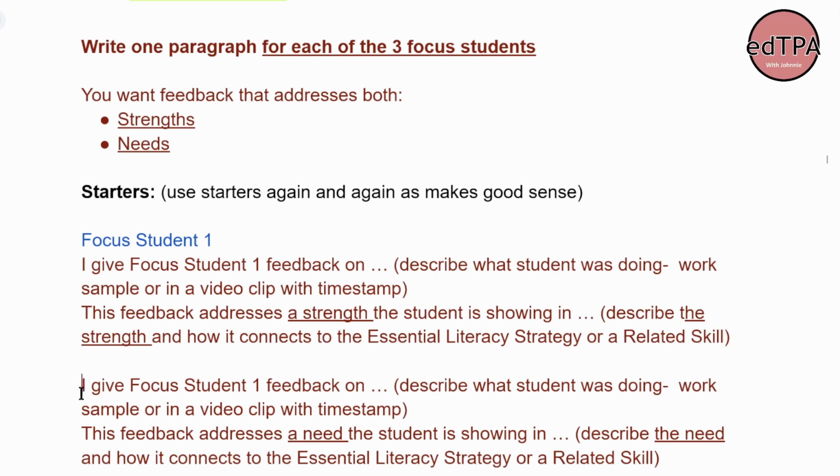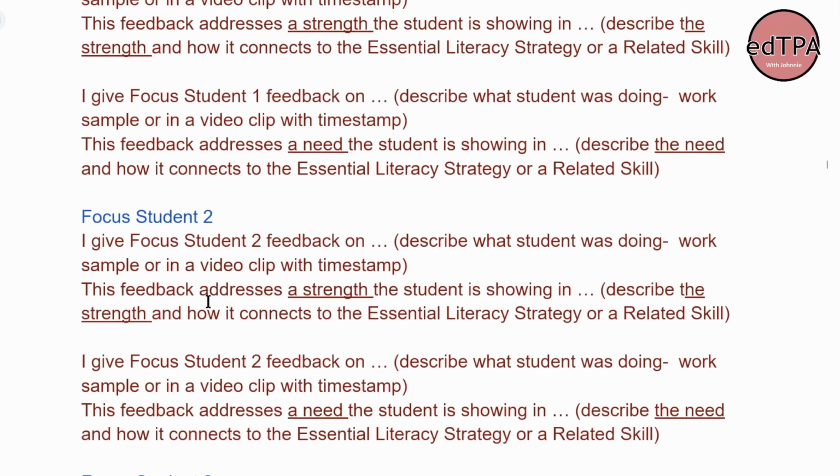And for the other feedback, you describe what the feedback was, why it was important, and how it addresses a need. So a strength and a need for focus student 1. And you know what comes next.